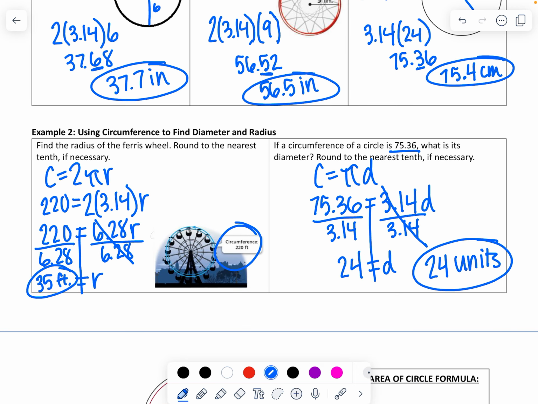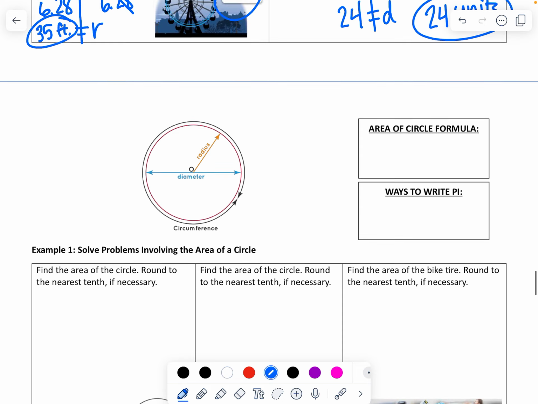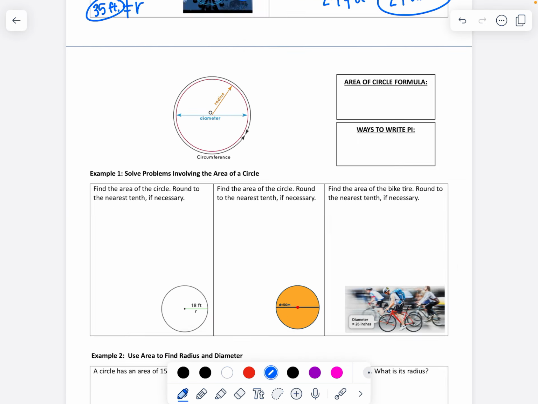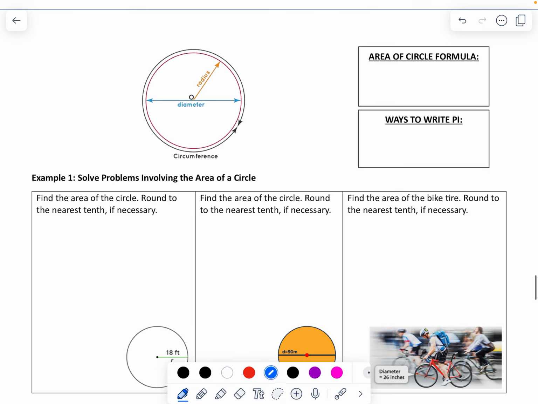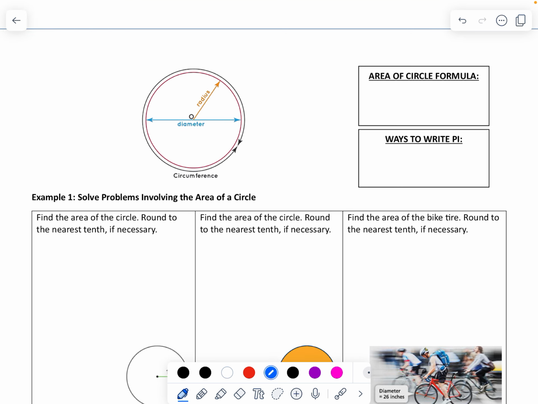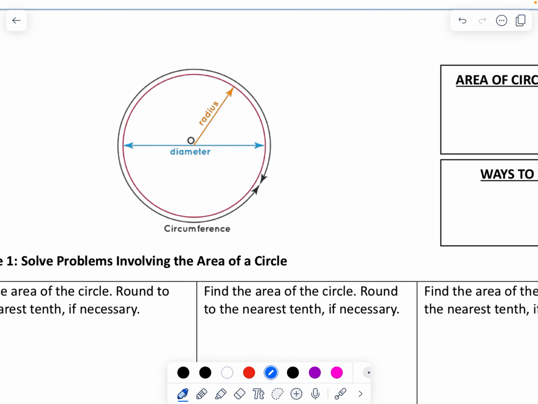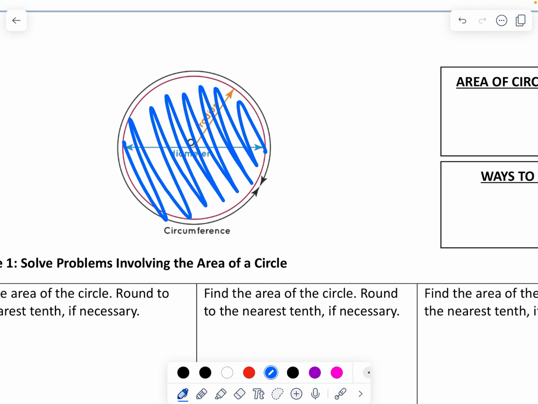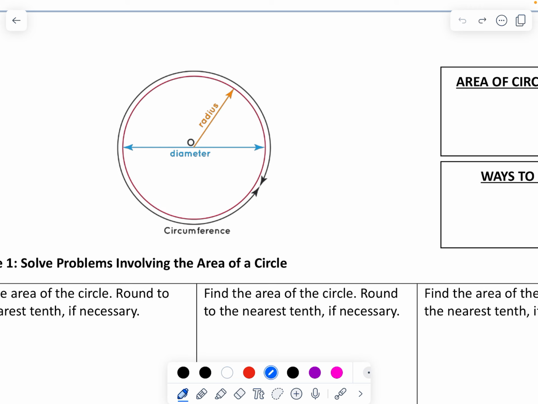Flip your page over. Now we're going to be doing the area of a circle instead of circumference. Same thing, radius is still half of the diameter. Diameter goes all the way across. Radius is just half of that. Circumference is still all the way around the circle, and area is the inside of the shape. So we're trying to figure out the area inside of it.